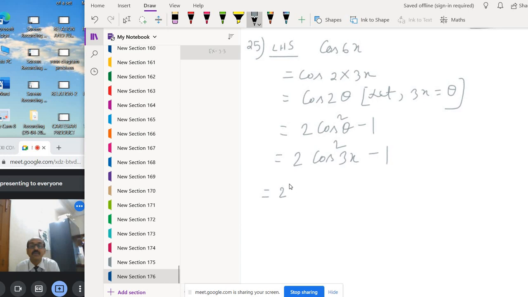So 2 into the bracket 4 cos cube x minus 3 cos x. This is the cos 3x formula, whole square, because cos square is there, whole square minus 1. Now the a minus b whole square formula.